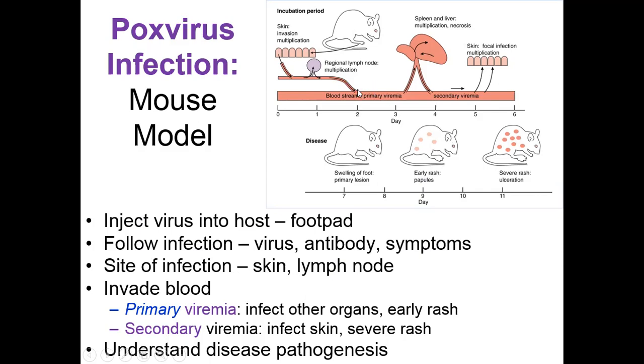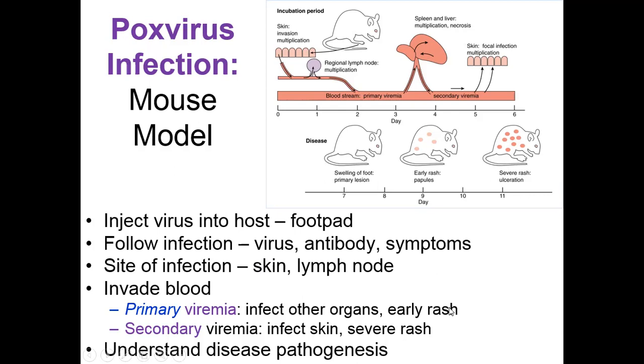Then the virus gains entry into the bloodstream. The presence of virus in the bloodstream is called viremia, here primary viremia, where the virus from the original site of infection, in this instance skin and lymph node, can infect other organs. So we see some signs and symptoms of the primary viremia.